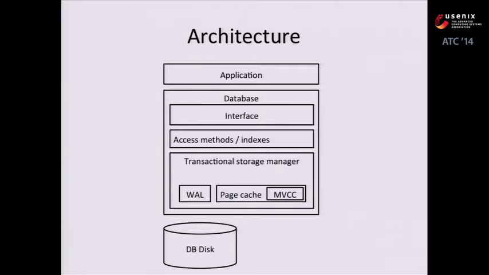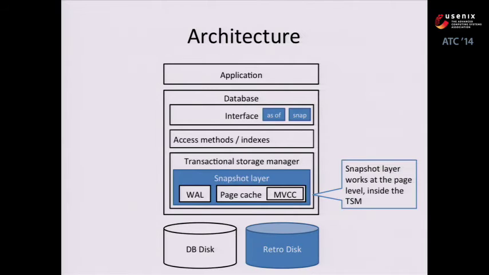The basic architecture of BDB looks very similar to any other database. We have some access methods, like B-tree or a hash table. And then underneath of that, we have the recovery component and the concurrency control component. In Berkeley DB, the concurrency control is sort of integrated inside the page cache. And so in retro, the snapshots are, in fact, at the page cache layer.